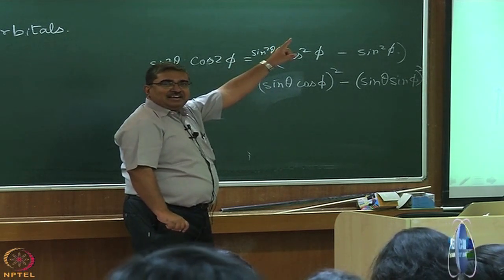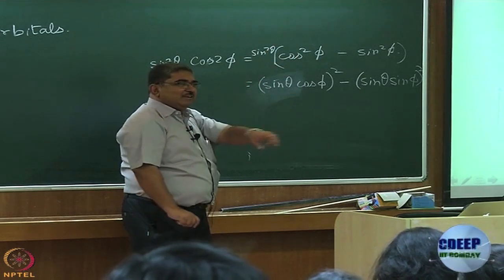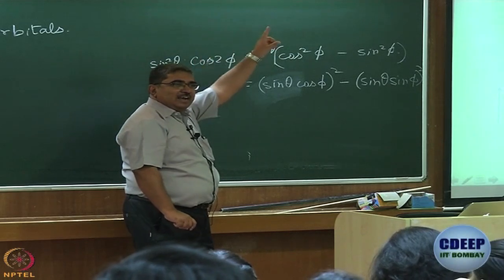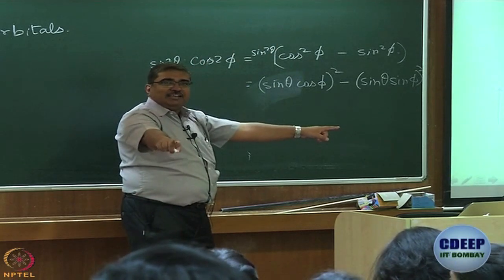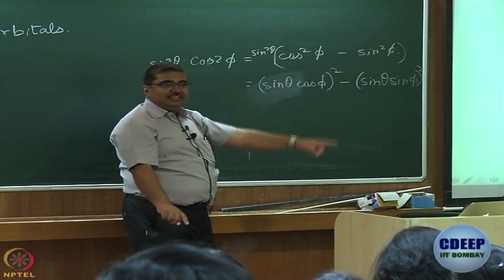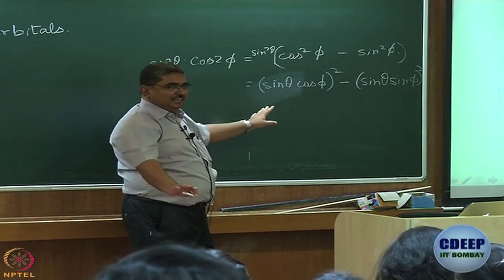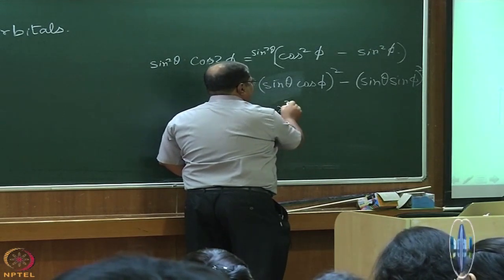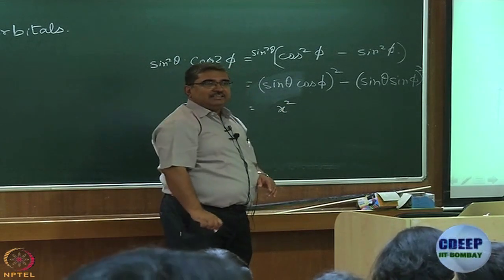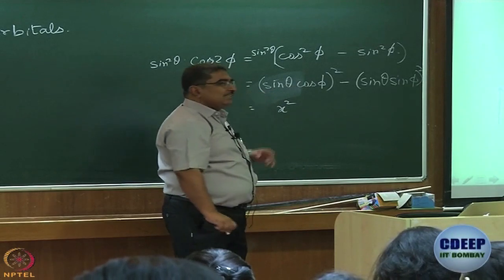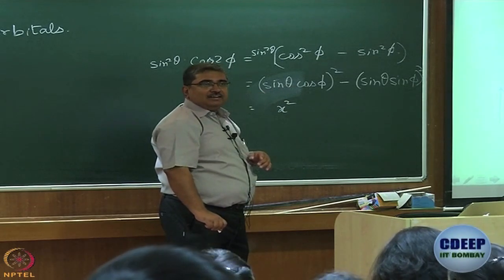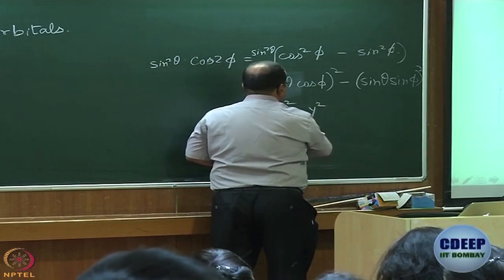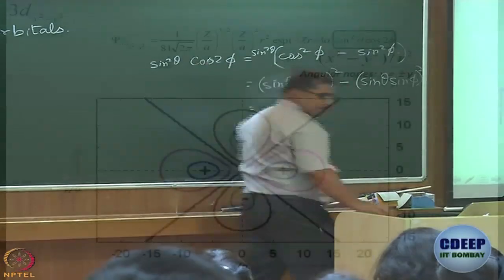Remember r theta phi, right? So, r cos theta equal to z, r sin theta cos phi is x, r sin theta sin phi is y. Okay? So, sin theta cos phi is x square divided by r square, isn't it? And what is sin theta sin phi whole square? Y square by r square. So, it boils down to x square minus y square by r square.